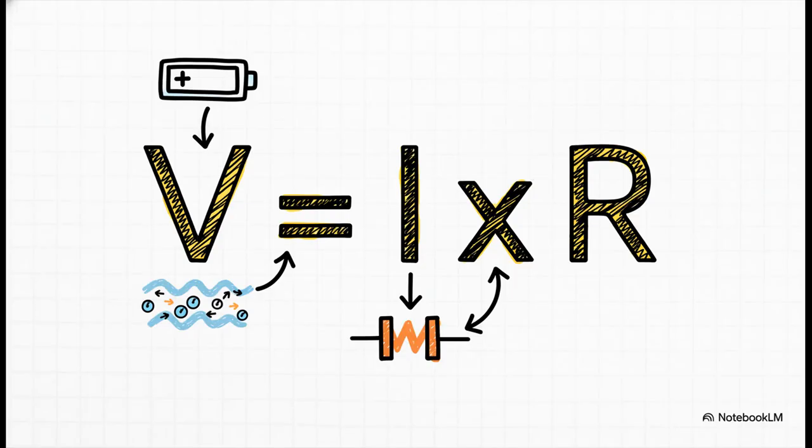And this perfect relationship gives us one of the most important and elegant formulas in all of science. Voltage equals current times resistance. V equals I times R. With just this one little equation, we can calculate, predict, and control pretty much all of electricity. It's the absolute foundation of all modern electronics.